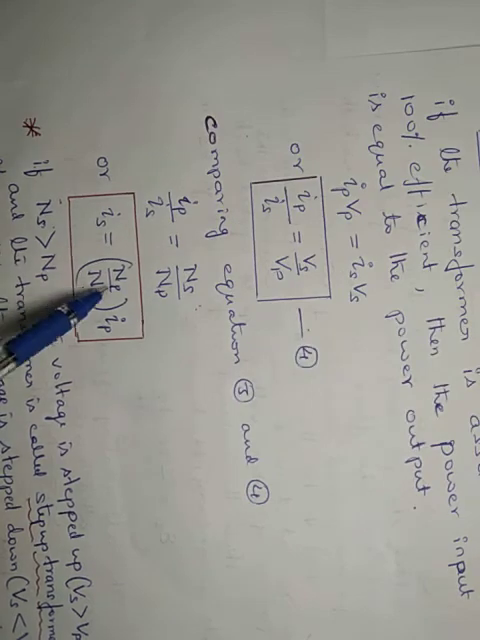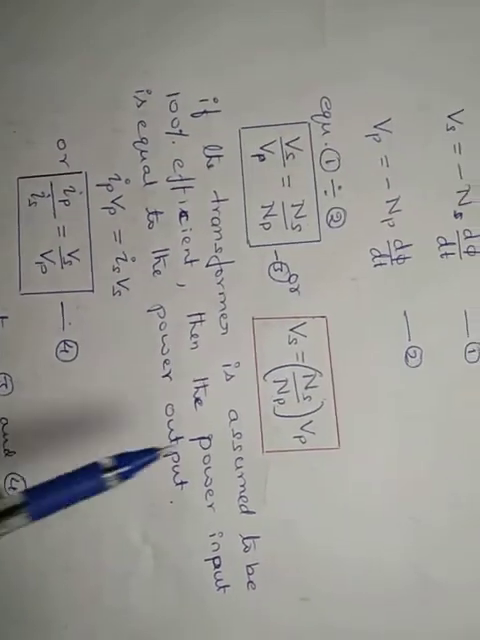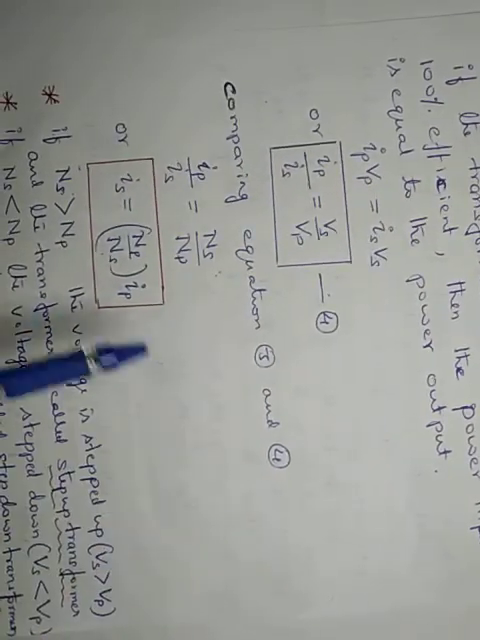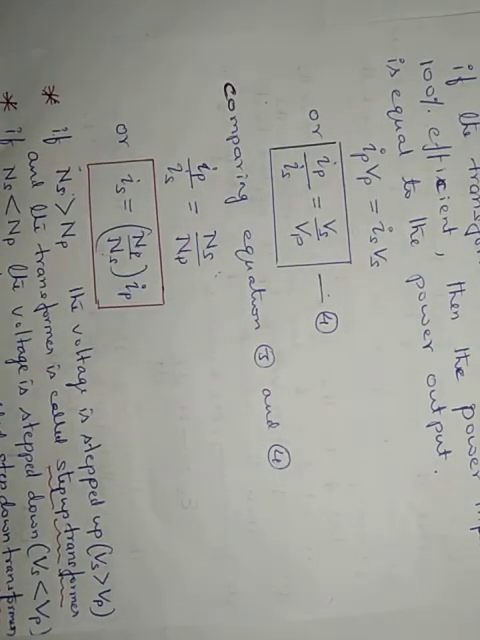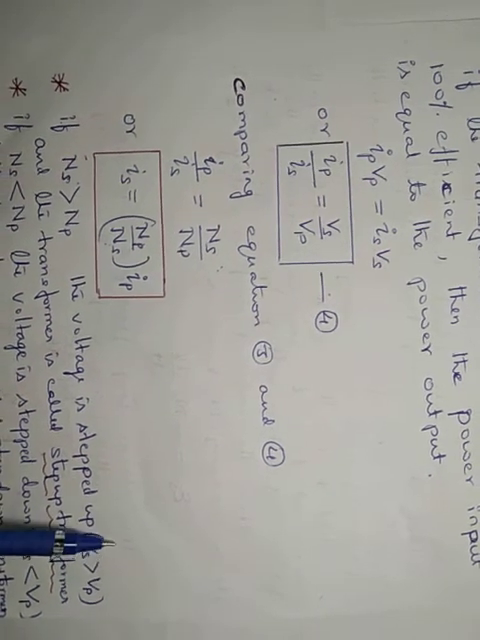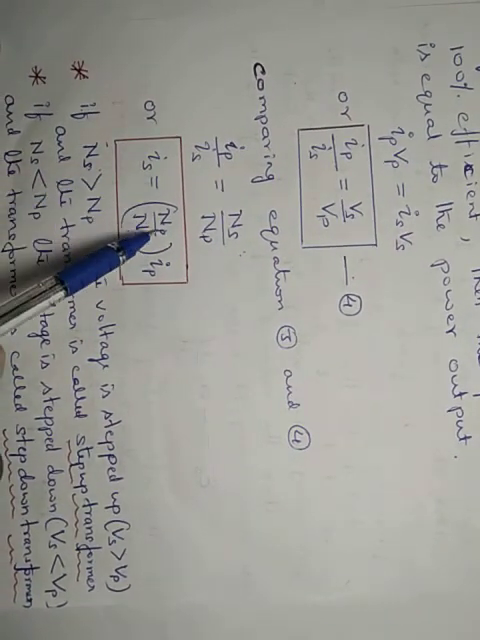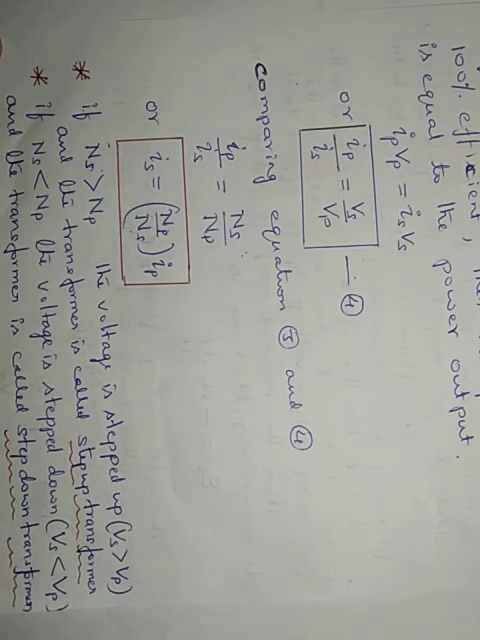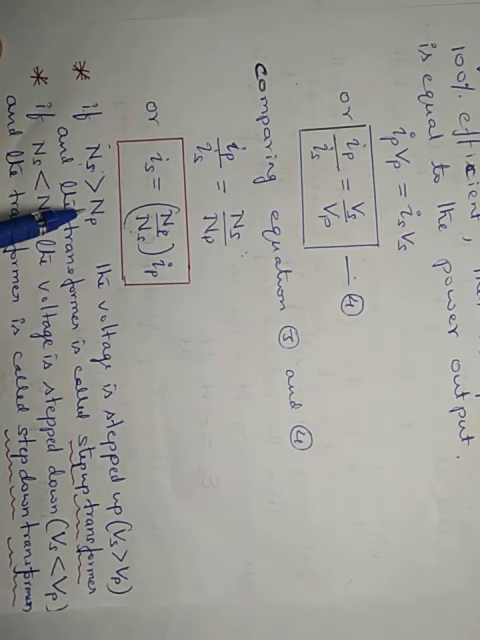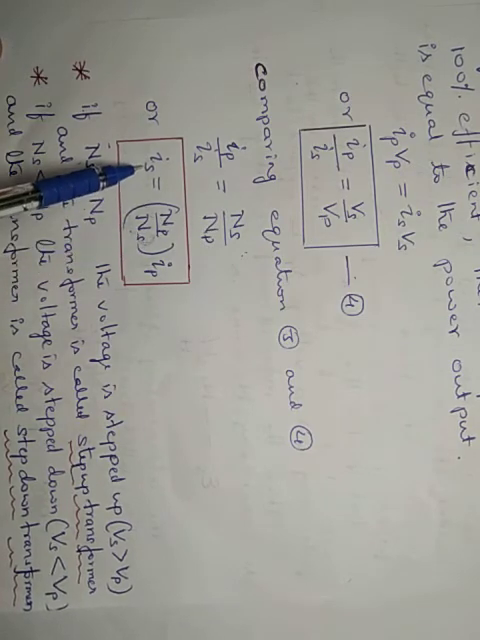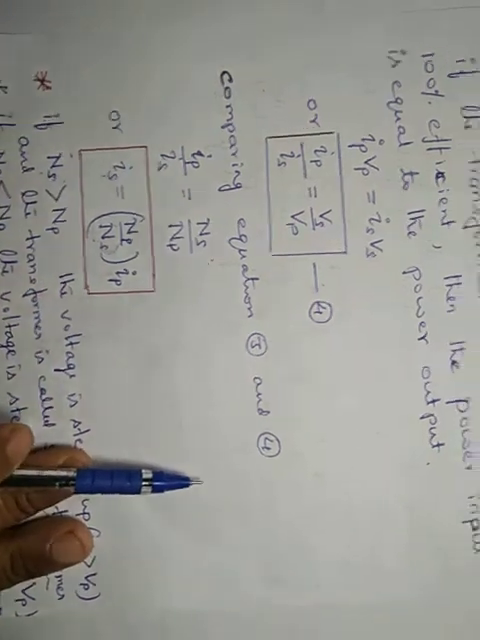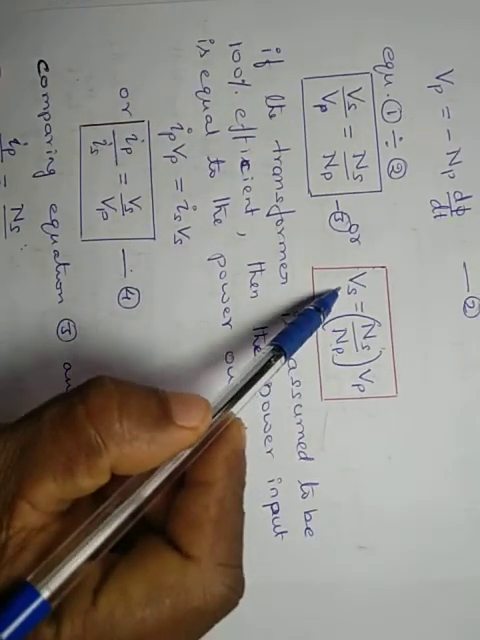This is completely the reverse. In the voltage case, we got Ns by Np. In the case of current, we get Np by Ns. So, completely opposite. If we increase the number of turns in the secondary, if Ns is greater than Np, what happens? If Ns is greater than Np, the output current will be less, but here voltage will be more.